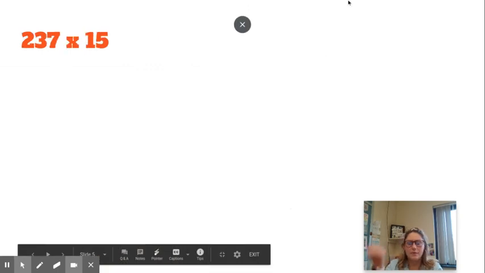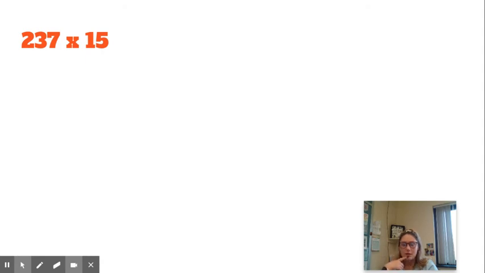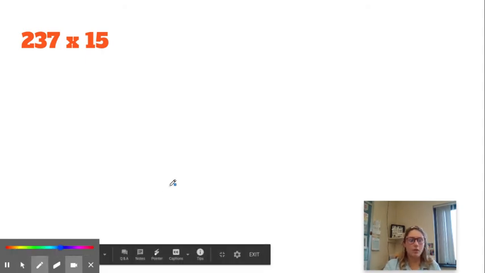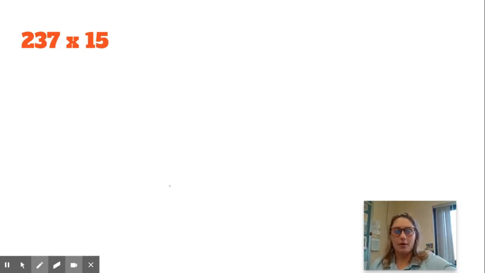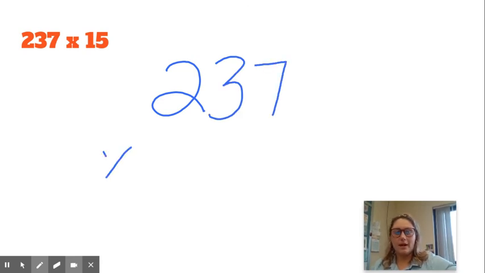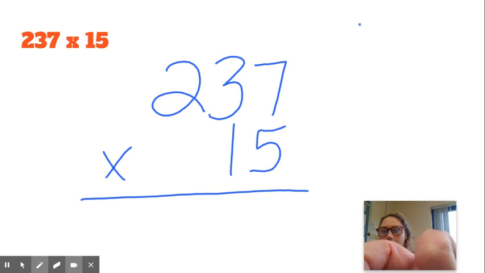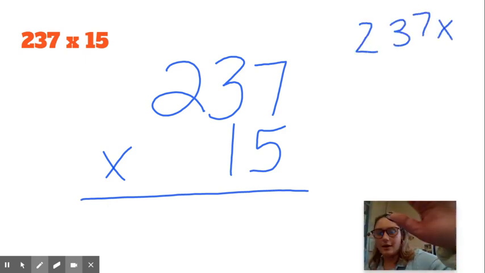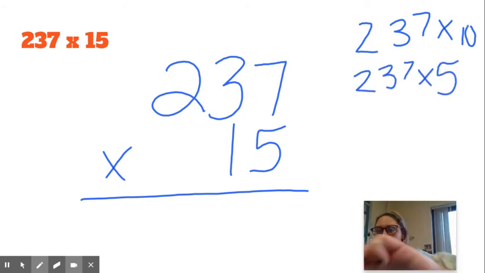All right, so if we're going to do 237 times 15, we need to think about a few things first. We need to set it up correctly, which includes starting all of our numbers all the way to the right. And in this case, our place values should pretty much match. So we're really doing two separate problems here. We're doing 237 times 10 and 237 times 5.